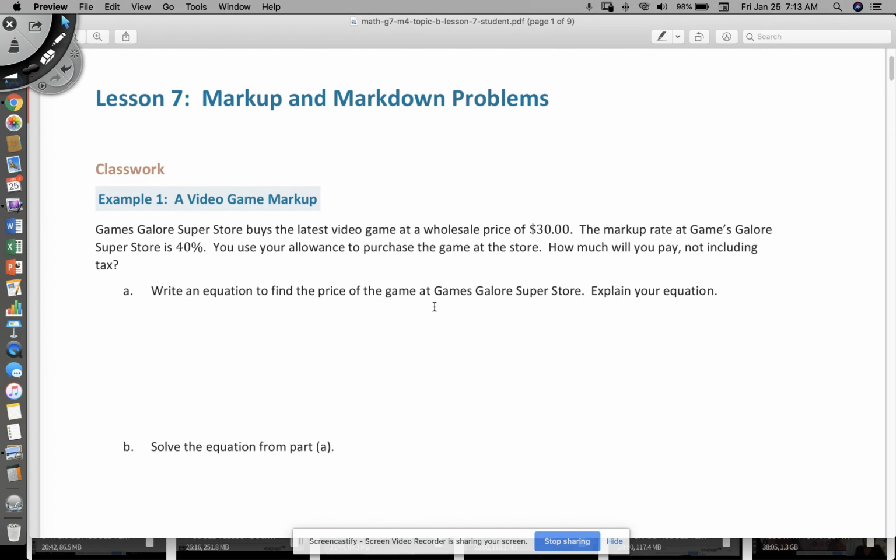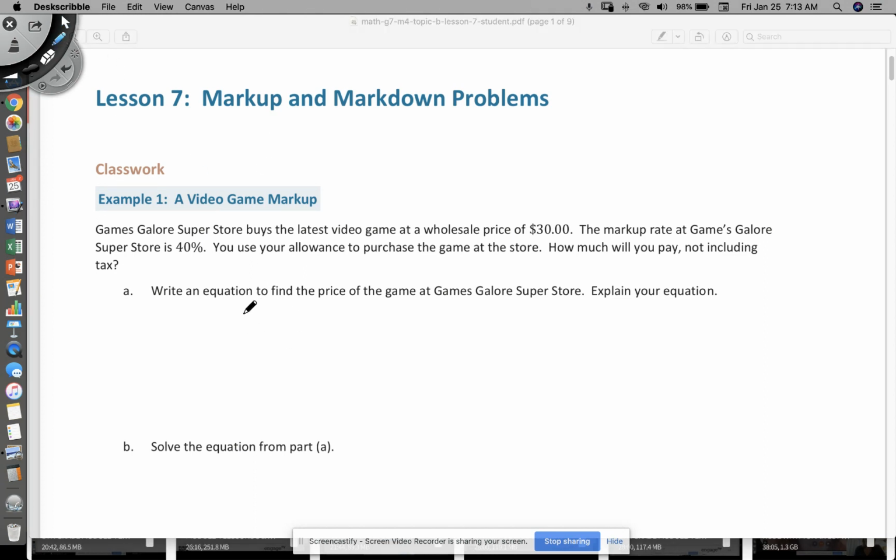It says, Games Galore Superstore buys the latest video games at a wholesale price of $30. The markup rate at the Games Galore store is 40%, which means they bought it for $30 and they're going to raise it 40% to sell in their store. So how much would we wind up paying? The first thing they want us to do is come up with an equation.